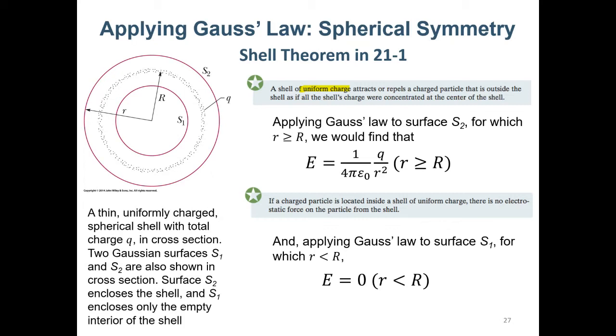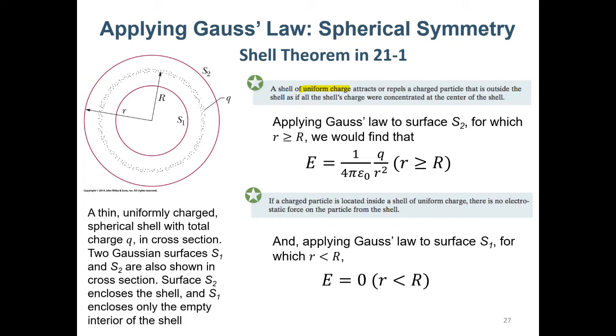And then you just rearrange it, and E equals k, which is 1 over 4 pi epsilon naught, times Q enclosed over r squared. So it doesn't really matter if the charge is concentrated as a point charge or uniformly distributed. This is what the first statement of the shell theorem tells you.